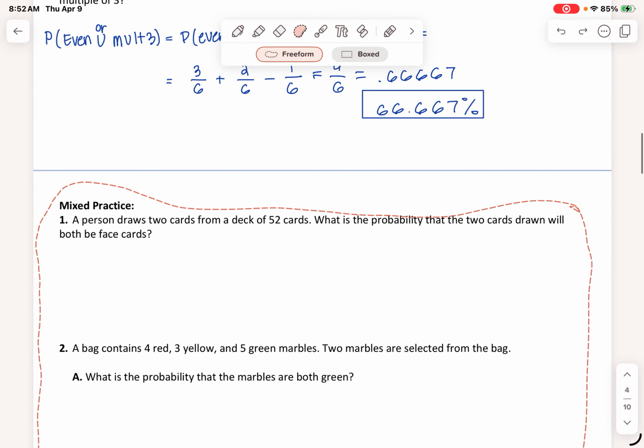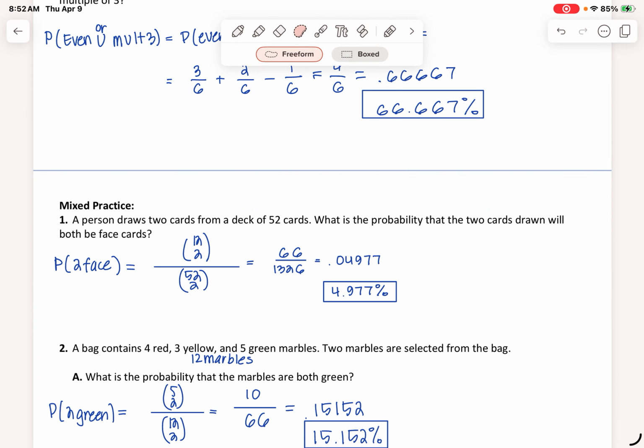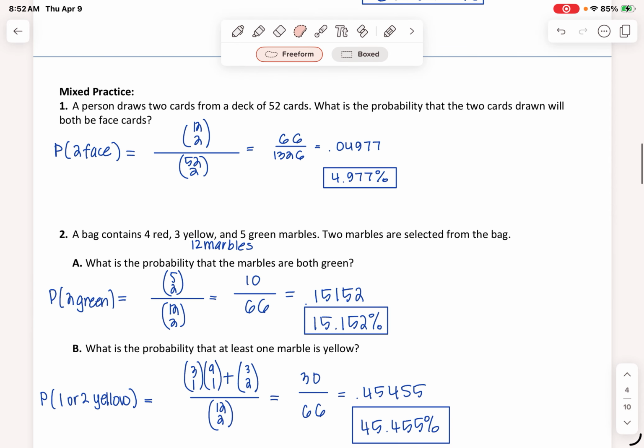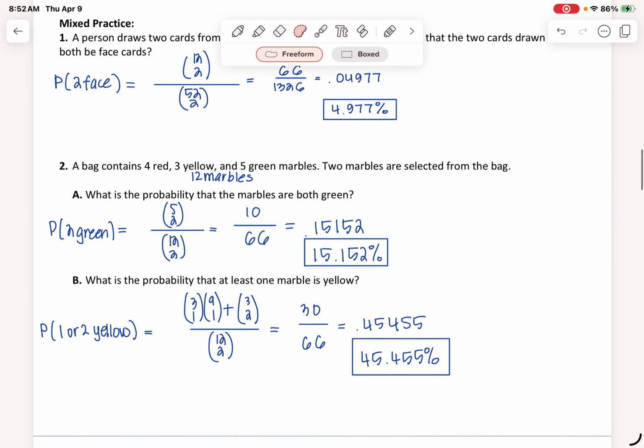What just happened there? I didn't undo it, did I? There we go. Next, a bag contains 4 red, 3 yellow, and 5 green marbles. 2 marbles are selected from the bag. I wrote down that there's 12 marbles total because it's saying that you're selecting 2. So your denominator is 12, choose 2. The first one is, what's the probability that both of the marbles are green? So there are 5 green marbles and you can choose 2, right? So 5, choose 2 for your numerator.